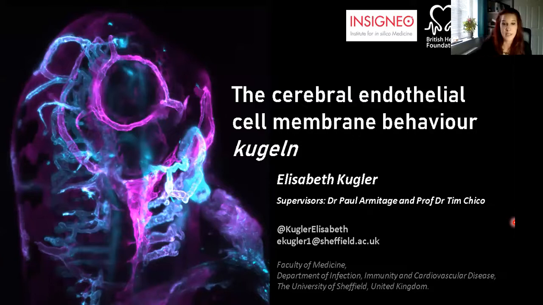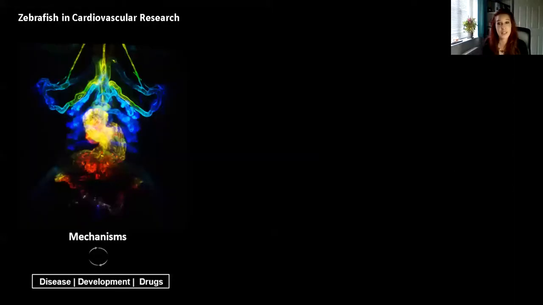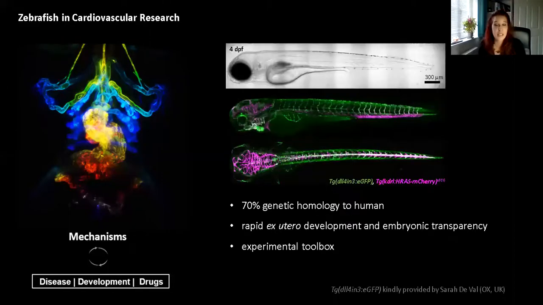So in our lab, as you can already appreciate from this image, we're using zebrafish to study cardiovascular development and disease. And there's several reasons for us to do so. Firstly, as a human, we share about 70% of our genes with zebrafish, allowing us to really study a lot of processes in fish and translate them back towards human. But also, fish develop very rapidly ex utero, and they are embryonically transparent, as you can see here.